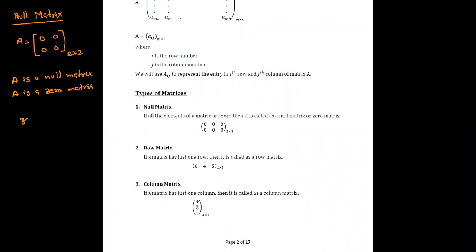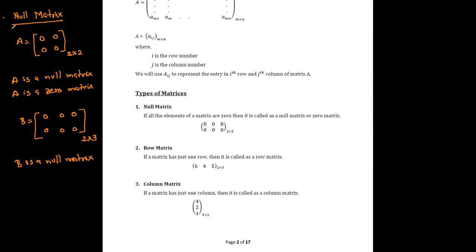Here another example is given. This is a 2 by 3 matrix. We can see that all the elements are zeros. Therefore, we can say that B is a null matrix. Another name for a null matrix is the zero matrix. Therefore, you can say that B is a null matrix, or else we can say that B is a zero matrix.